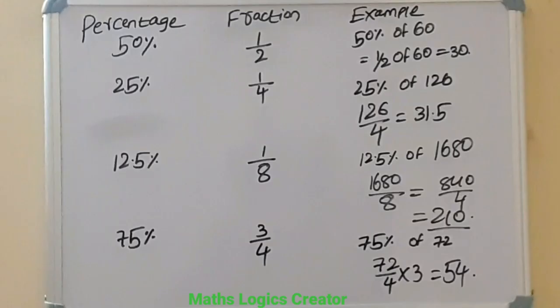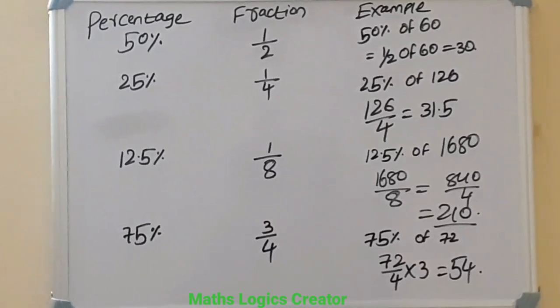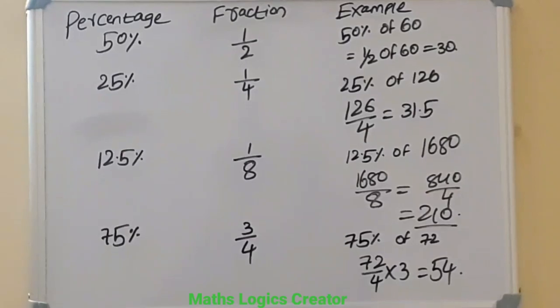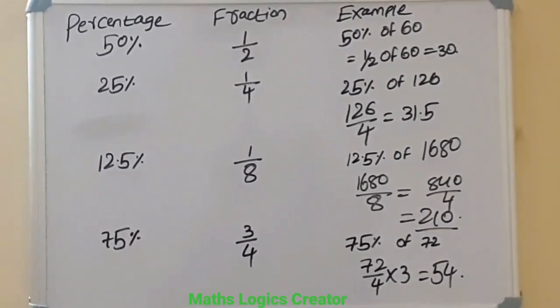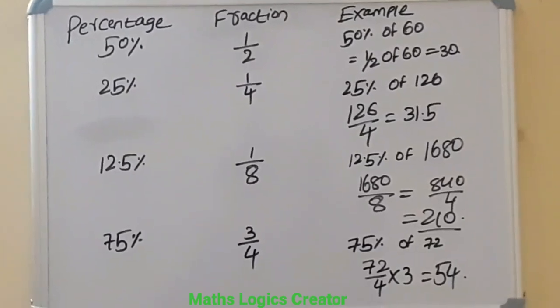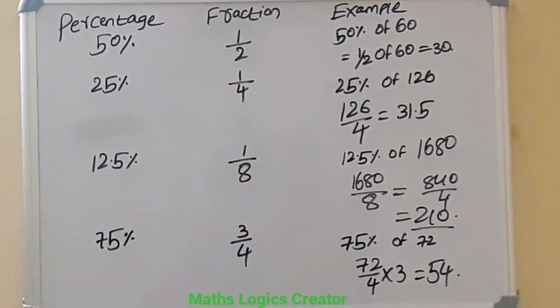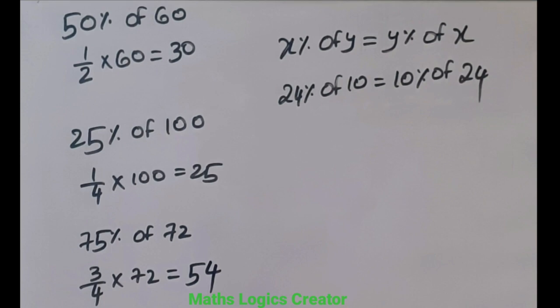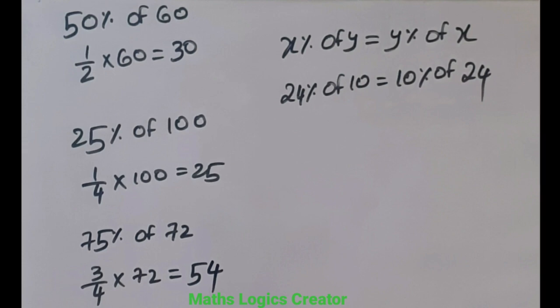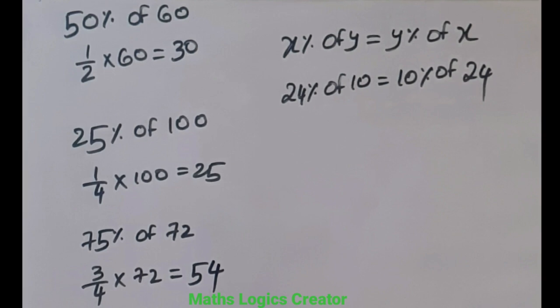These are some examples of how to use percentage fractions in real problems. 50% can be written as 1 by 2, and we can use it directly in any kind of calculation. There are some more examples. 50% of 60 is going to be 30. Remember this important note: x percentage of y is the same as y percentage of x. So there is an example.